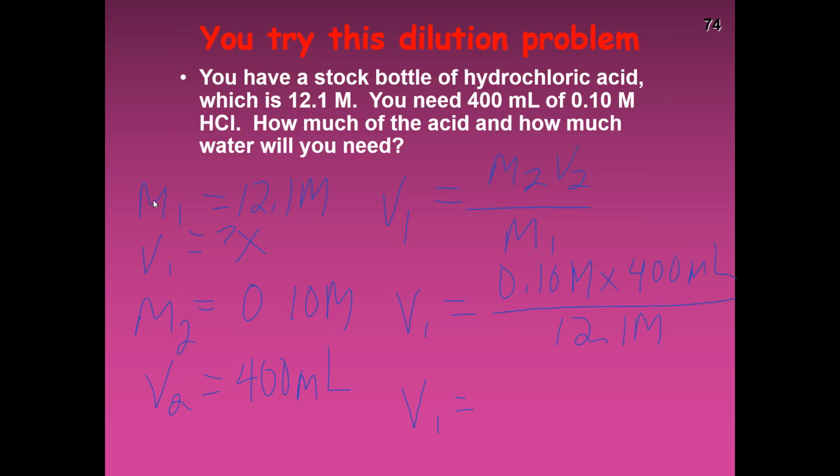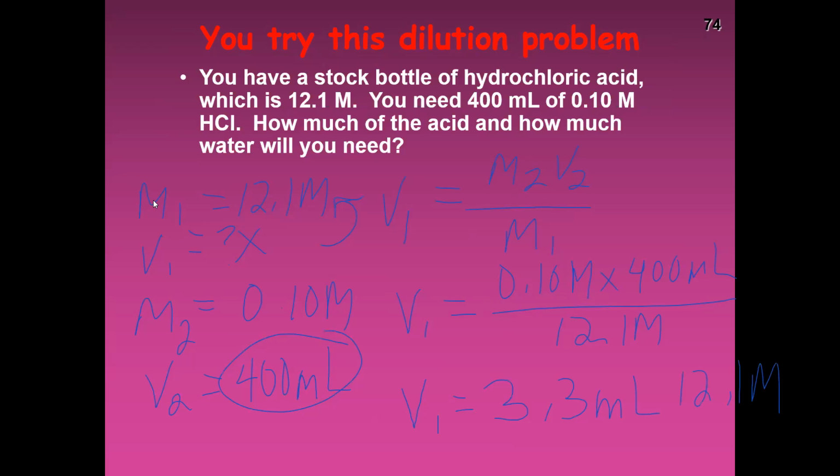So V1 is equal to, let's see, clear. So 0.10 times 400 divided by 12.1. The answer is 3.3 milliliters. So you want to use 3.3 milliliters of this into 400 milliliters of water. So how much water? So it's 3.3 milliliters of 12.1 molar, right?